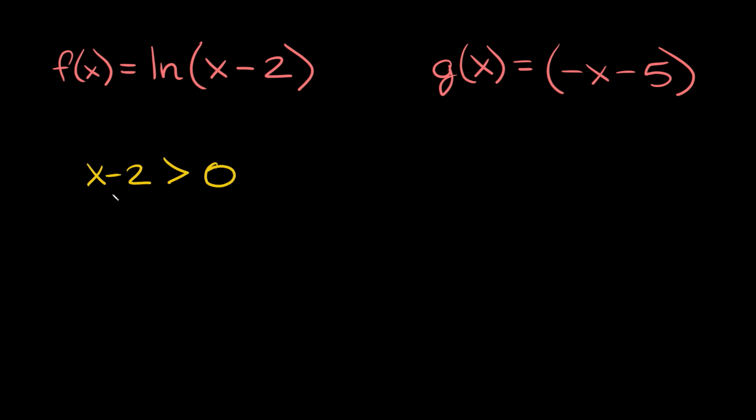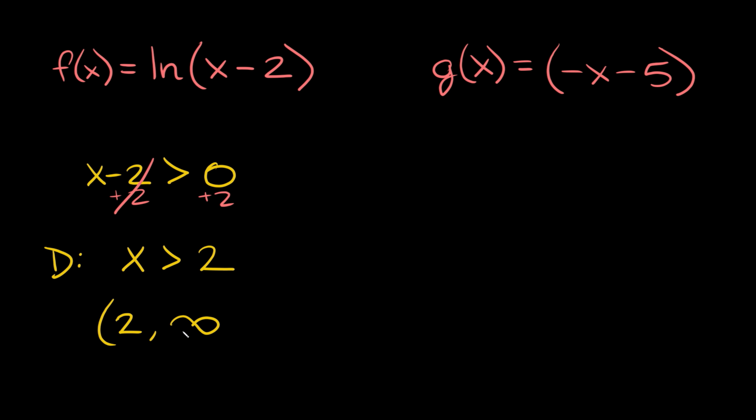So the first thing we can do is get rid of this negative 2 by adding 2 to both sides. Those cancel out, and here we get that x is greater than positive 2, right? So this is the domain right here. Another way that we could write this is using interval notation. So we're saying that x has to be bigger than positive 2, all right? So that means the domain would go from positive 2 to positive infinity.